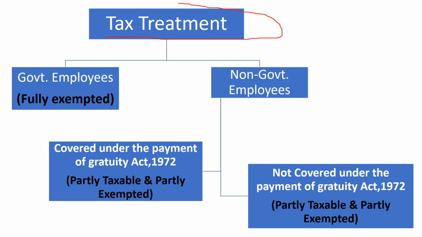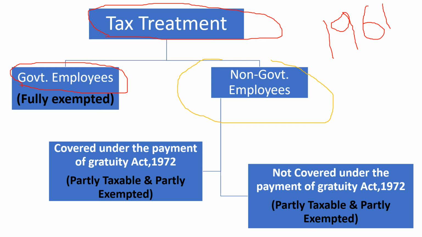When it comes to tax treatment under the Income Tax Act of 1961, some portion is partially exempted and partially taxable. To calculate that, we need the procedure provided under section 10, sub-section 10, which is classified in two ways: government employee and non-government employee. For a government employee it is completely exempted. If an employee works in government departments or government organizations, the amount he receives at the time of retirement is completely exempted. He need not pay tax on the gratuity amount he receives.